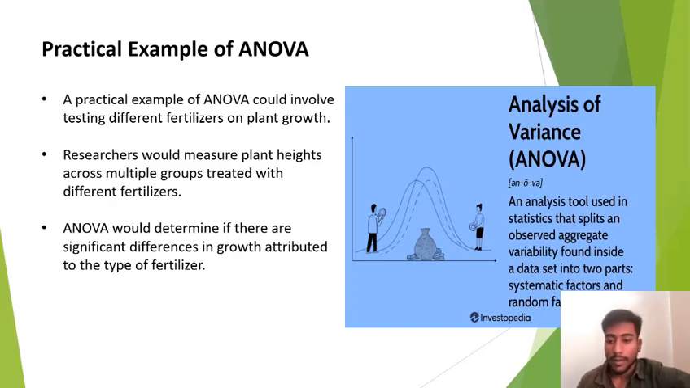So we'll go through an example of ANOVA. A practical example of ANOVA can involve testing different fertilizers on plant growth. As we have discussed in the previous slide, it is also used in the field of agriculture. We are taking that as the example. Researchers would measure plant heights across multiple groups treated with different fertilizers. So ANOVA would determine if there are significant differences in growth attributed to the type of fertilizers.